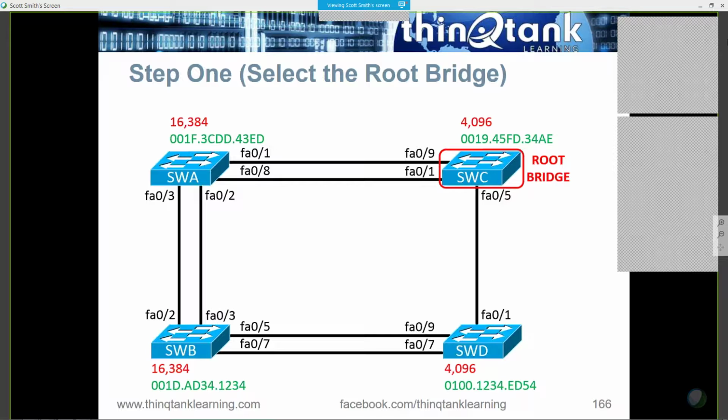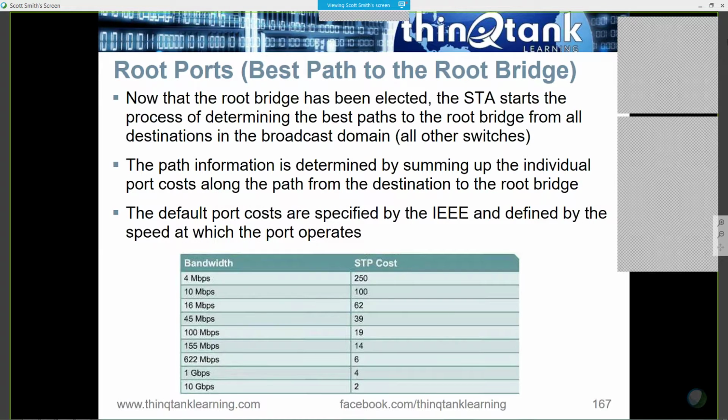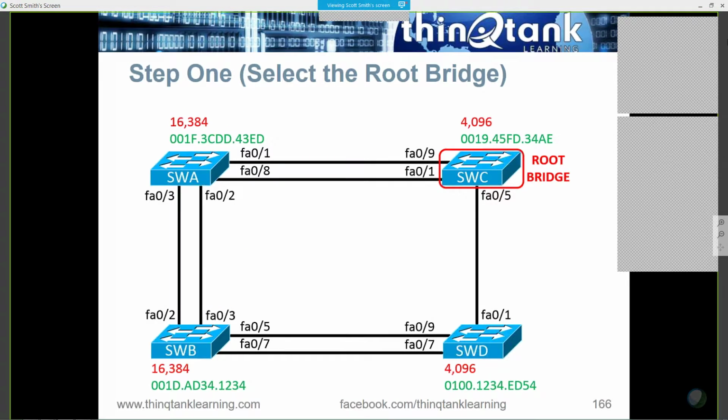So what is the cost of each of these links in this topology? 19. So each one of these links costs me 19. Okay? Now on the test, they're going to try to trick you. On the exam, they're going to try to trick you because they're going to have a gig interface on one side of the link. They're going to have a fast Ethernet interface on the other side of the link.